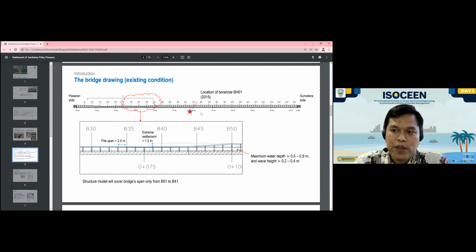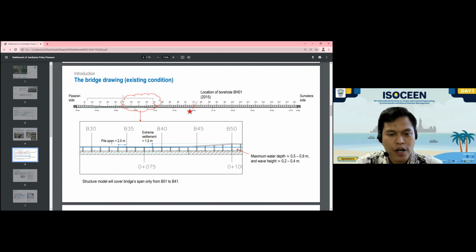Actually, the public works agency was trying to redesign the bridge. It was in 2015, but until recently, the plan is just a plan. And we can see the people of the Pasaran Island still suffer because of the bridge.